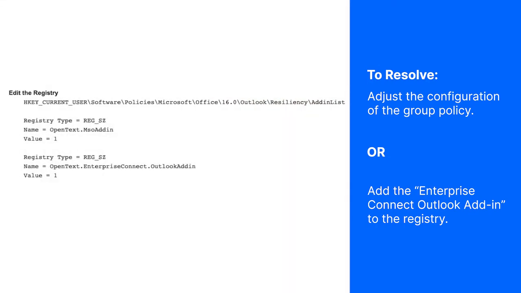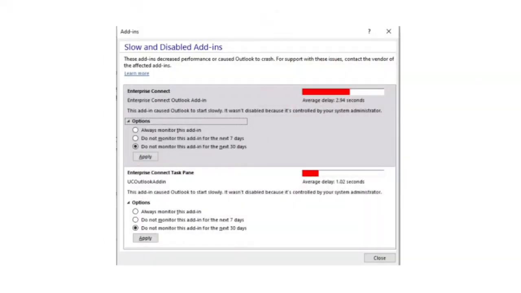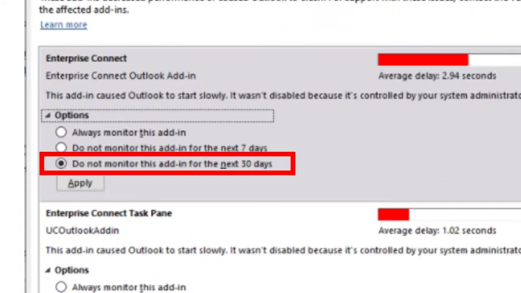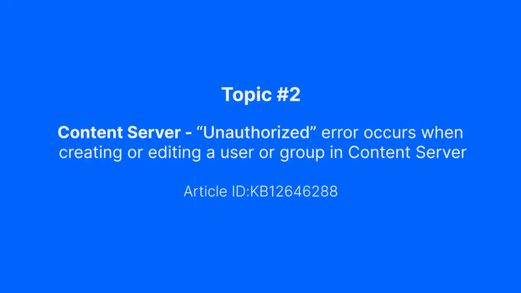In order to resolve this, the administrator will need to go into the group policy and adjust the configuration. There's also a registry key that can be added instead of going into the group policy. You can add the Enterprise Connect Outlook add-in as a registry key on the current user software policy directly in the registry. Both options can be pushed to a user so that Outlook will prevent the Enterprise Connect add-in from being disabled. Check out the description below for the KBA that addresses this topic.